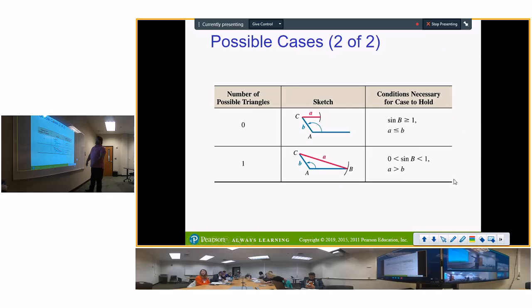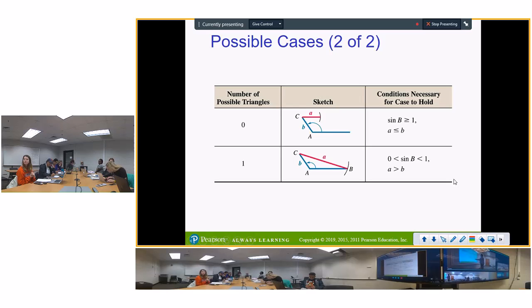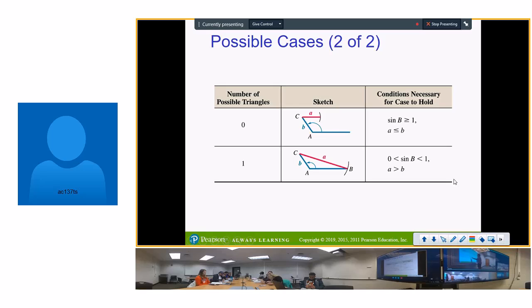Same thing here. If you have an obtuse angle, and this angle is close to this one, there's no way that this one's going to be able to reach this one. Okay? This side is going to have to be longer to compensate for the obtuse angle. Again, just a little bit.